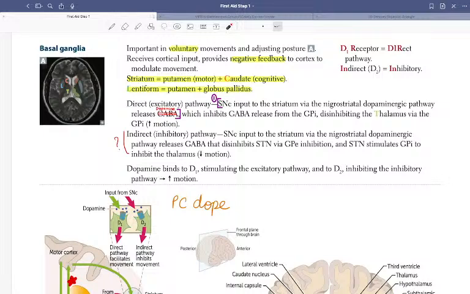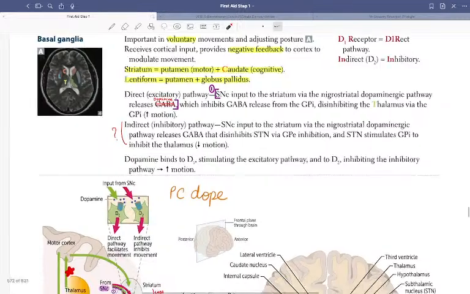So in case of basal ganglia, what do we have? The first thing is obviously involuntary movements and your cortical input. It provides negative feedback. This is also an important past INICET question where they had given the order: it receives cortical input, provides negative feedback to cortex, and therefore modulates the whole thing.